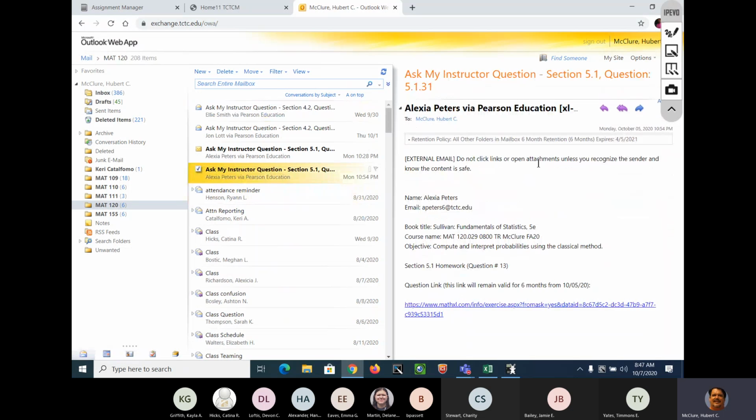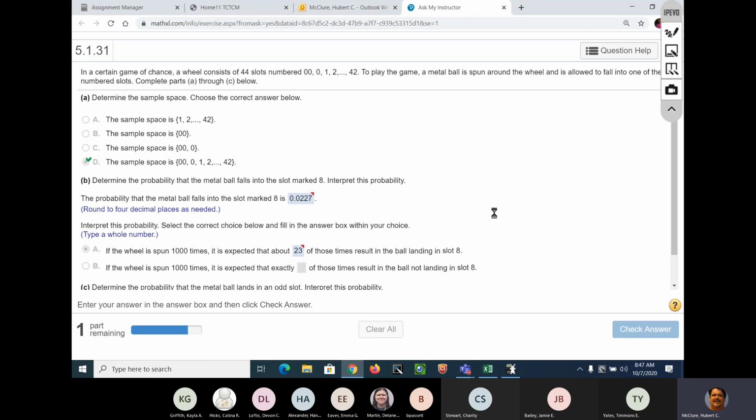This is 5.1, 31/13. And this would be just general probability. In a certain game of chance, a wheel consists of 44 slots. We went over this one. Okay, I'll go over it again. In a certain game of chance, a wheel consists of 44 slots, numbered 0 through 42. So 0 through 42.